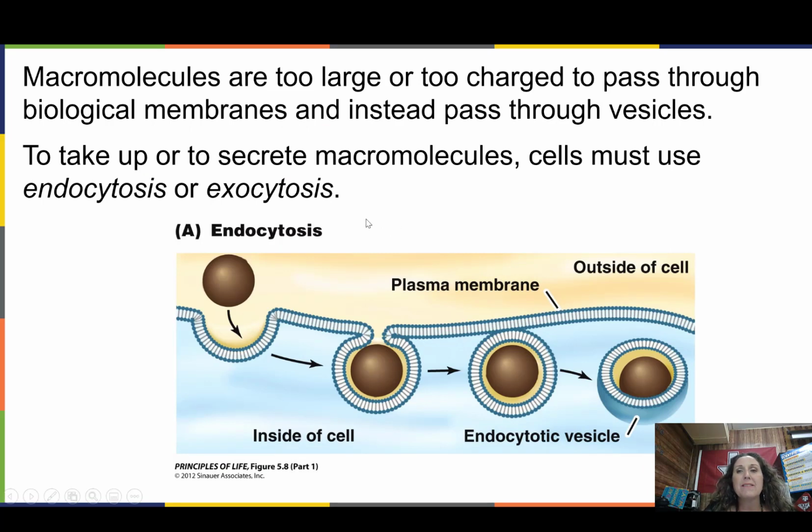All right, now we talked about getting things in and out of the cell. We're usually talking about some ions, some lipids, and things like that. But there are a lot of things that are too big or too charged to pass through, so we're going to do something called endocytosis or exocytosis. Endo means in, cyto means cell, so we get things in the cell with endocytosis. Exo means exit, so we get things out of the cell by exocytosis.